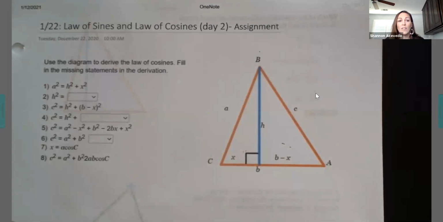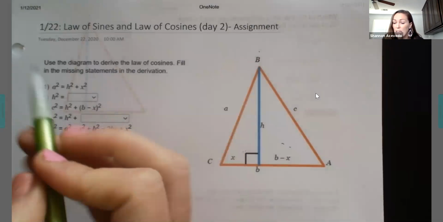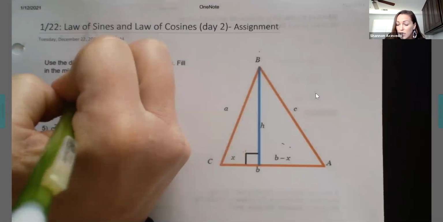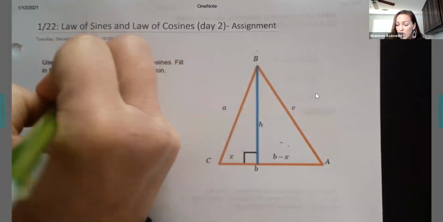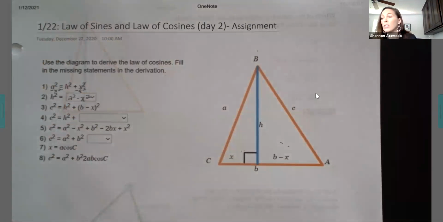So it's asked us just to fill in the missing pieces. So I look here and I go, okay, well, here's what we started with. So we started off with this, and then the next statement is, what is h squared? Well, all we did was subtract x squared from both sides. So my h squared then would be a squared minus my x squared. That's all they're looking for. So don't overcomplicate this. Sometimes we really want to make things harder than what it really is.